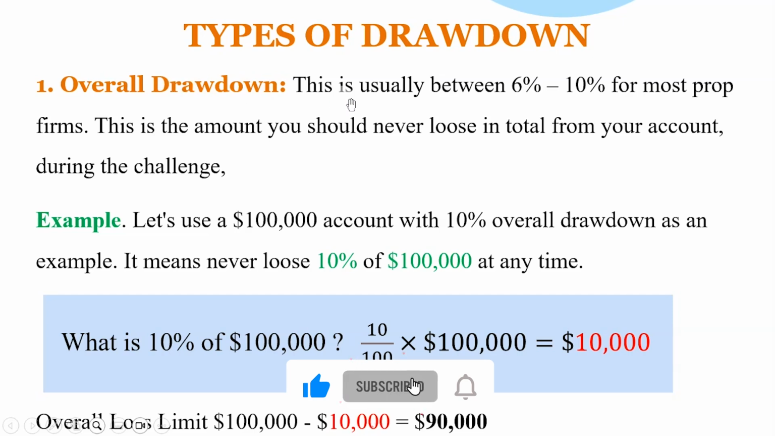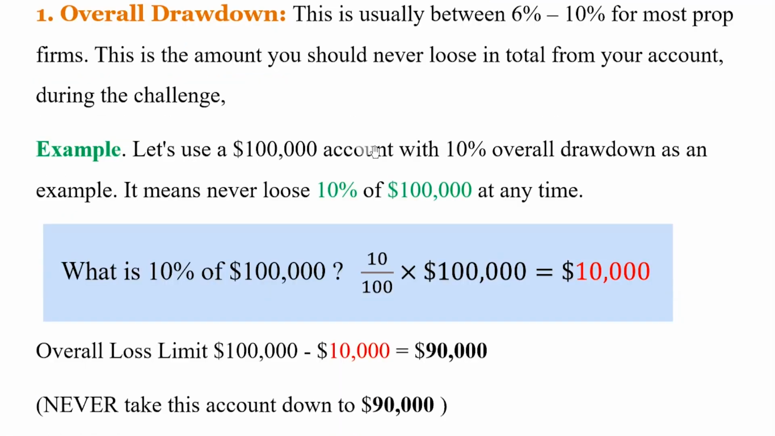The overall drawdown is usually between 6% and 10% for most prop firms, and this is the amount you should never lose in total from your account during the challenge. Let's see this example. Let's use a $100,000 account here with a 10% overall drawdown as an example. It means never lose 10% of 100,000 at any time.